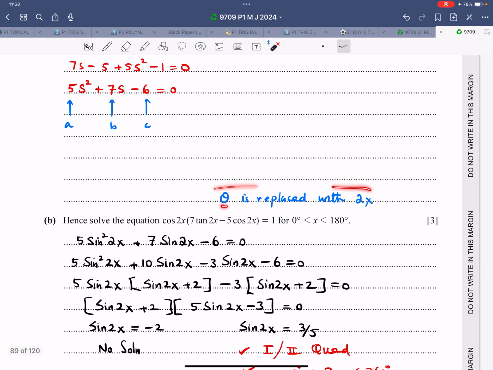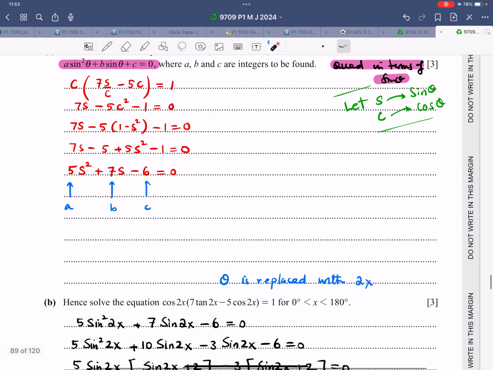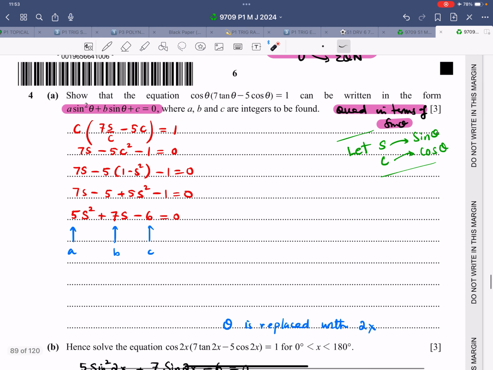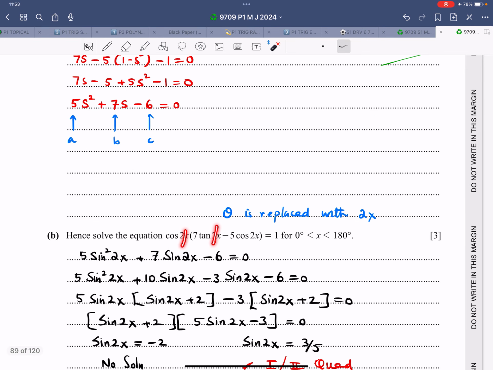Now this is for the second part. So now hence solve this equation. Cosine 2x is equals to 7 tangent 2x minus 5 cos 2x is equals to 1. Look at this. This theta, theta, theta. Over here 2x, 2x, 2x. Everything else is the same. So what have I written? Which I read out earlier. Theta is replaced with 2x.